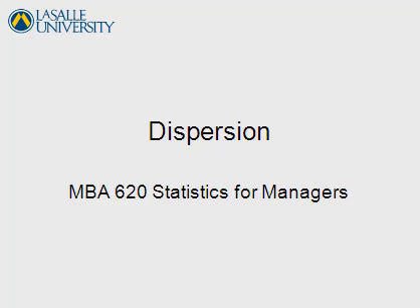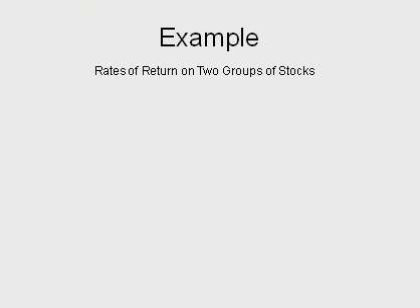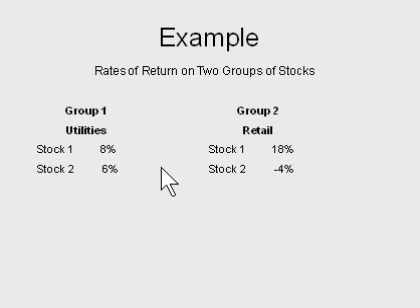This chapter, our fourth chapter, is on dispersion. Let's give you an example of a situation. Let's say we have rates of return on two groups of stocks. Group 1 are two utility stocks. Stock 1 has an 8% return, stock 2 has a 6% return.